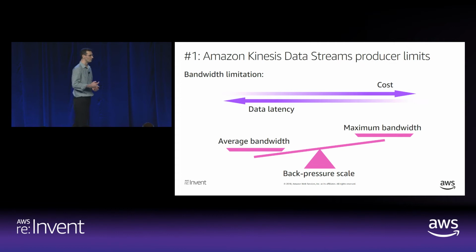So when you think about the 1 megabyte per second per shard limit, you have a choice here. What bandwidth are you going to use? And this drives to what I call this back pressure scale, where you have to use at the minimum the average bandwidth, and you can use all the way to the maximum bandwidth. If you use the maximum bandwidth, it's going to be a little more expensive because you have more shards. But if you use the average bandwidth, you'll have more latency in your data.